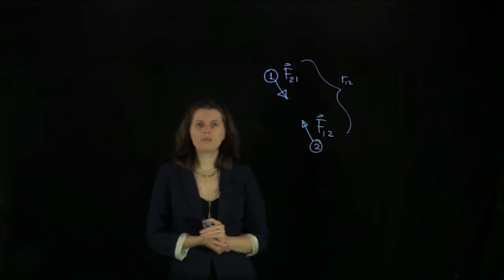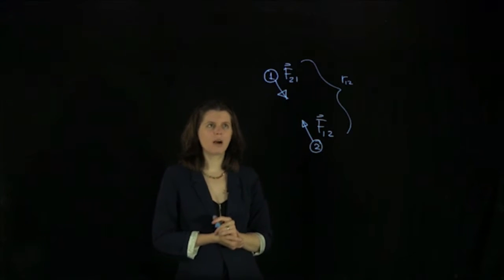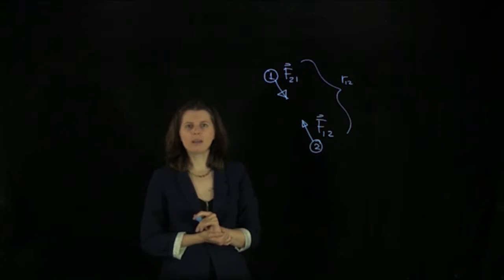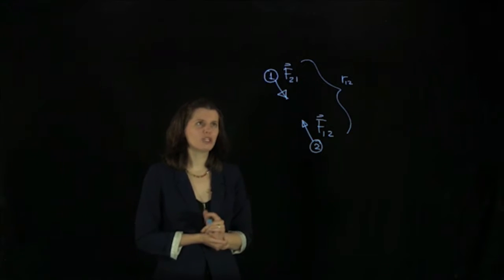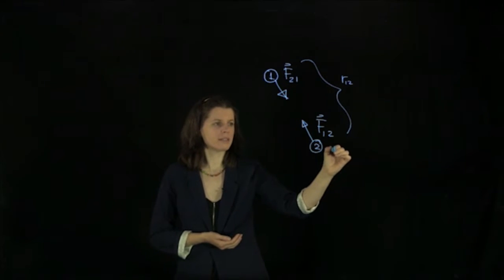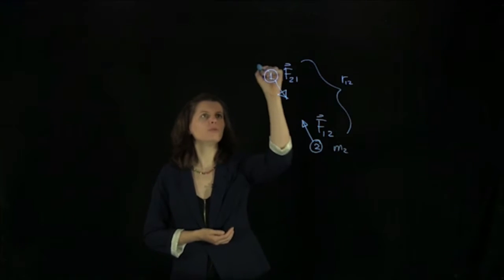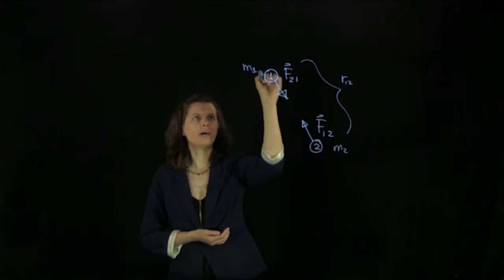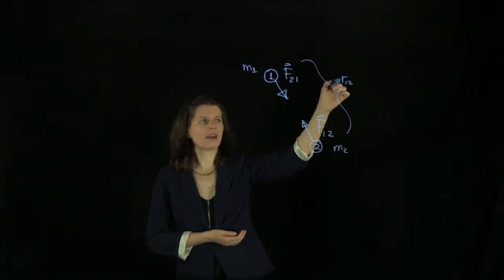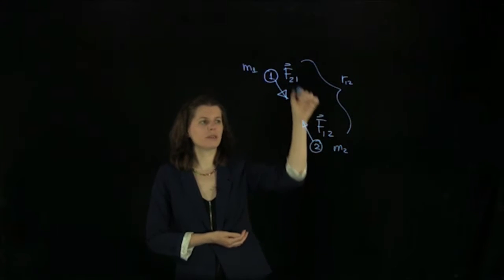Now we want to derive the universal law of gravitation. How are we going to go about that? Well, Newton figured out a while ago that it is proportional to the masses of objects 1 and 2. So this one has a mass m2 and this one has m1. And it is also inversely proportional to the square of the distance between the two objects.